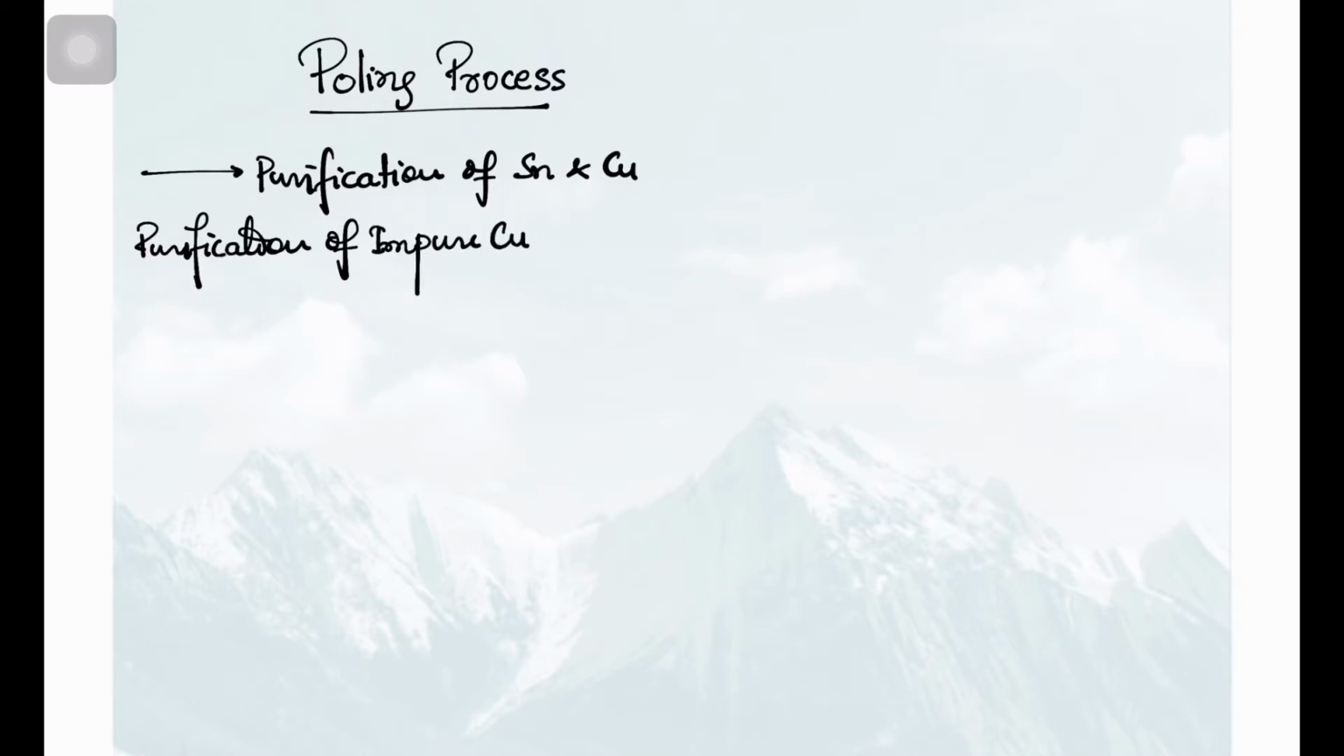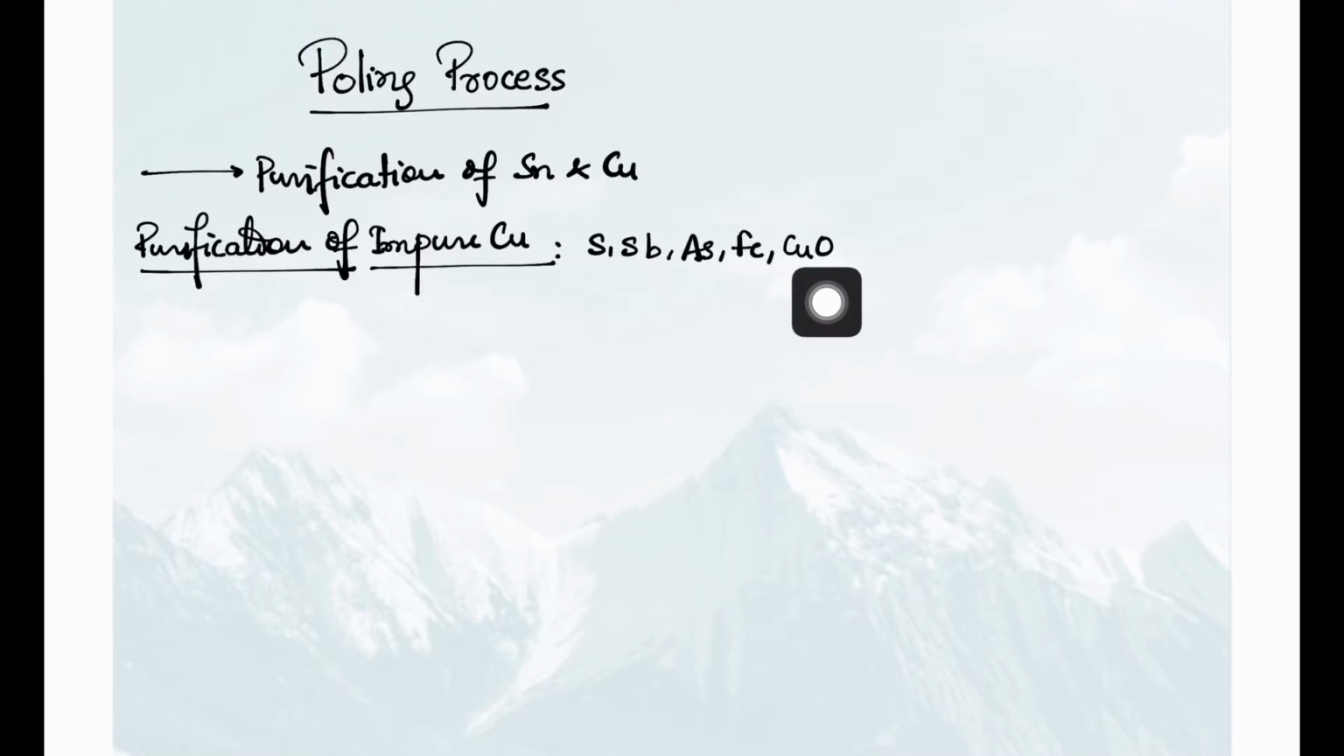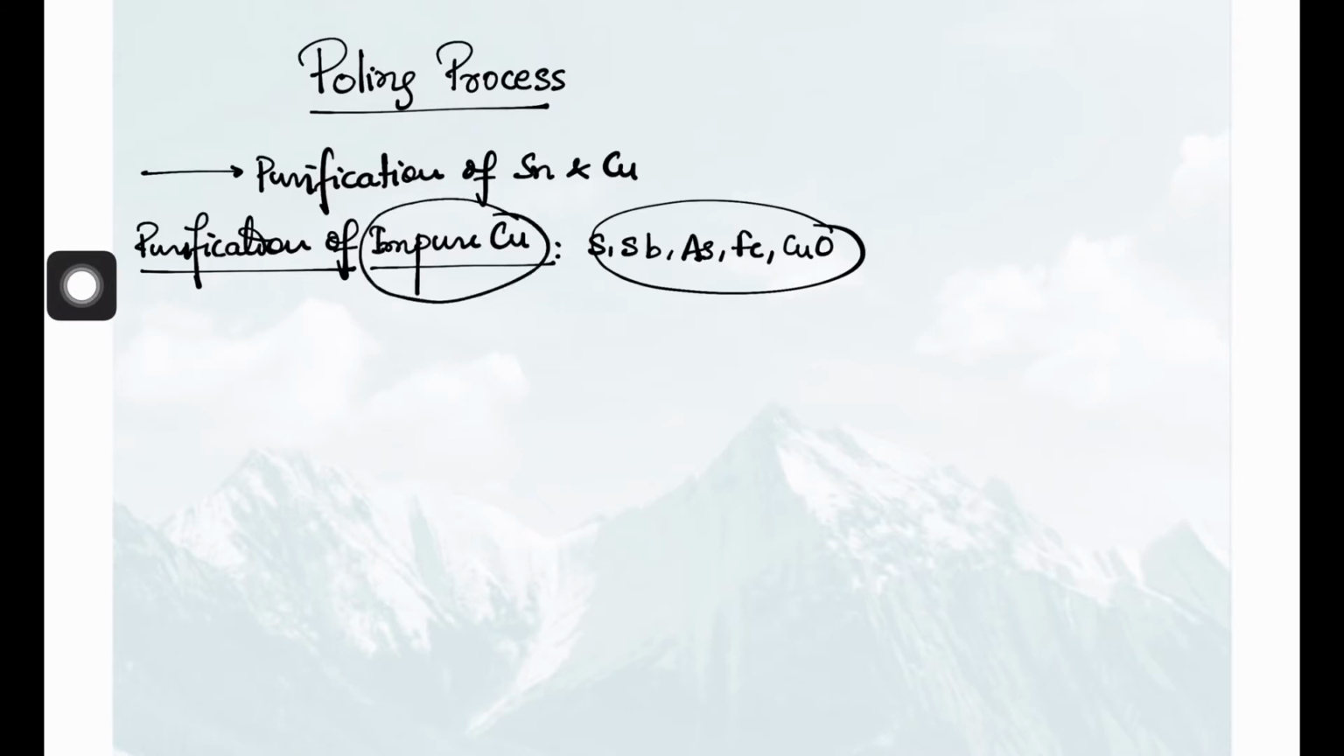Impure copper basically will contain a lot of impurities, and these impurities are namely sulfur, antimony, arsenic, iron, and copper 2 oxide. These are the impurities that are present in impure copper. Okay. Now what we do, the impure copper has to be melted first. The melting process has to be done, and this takes place in a reverberatory furnace.